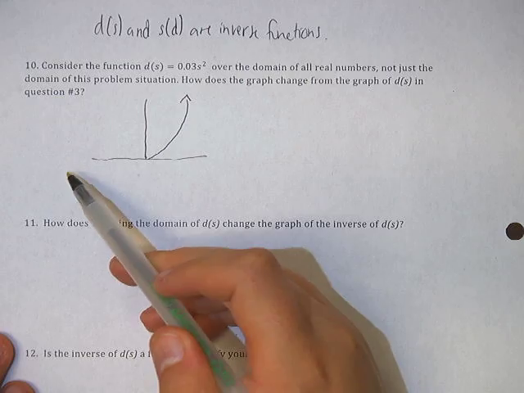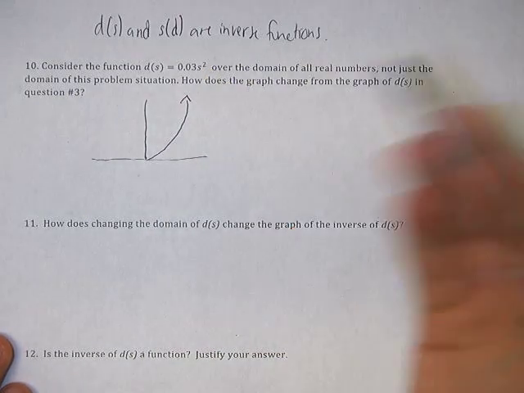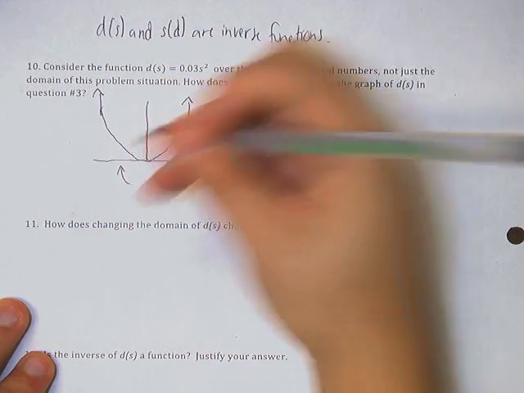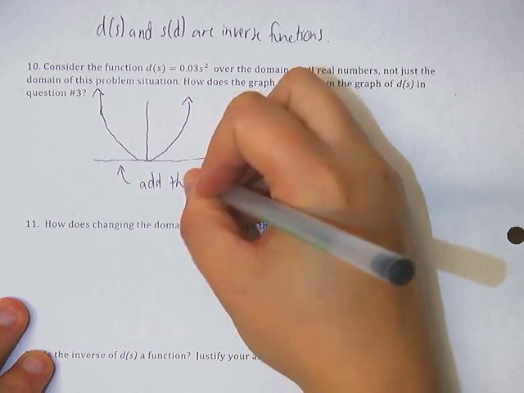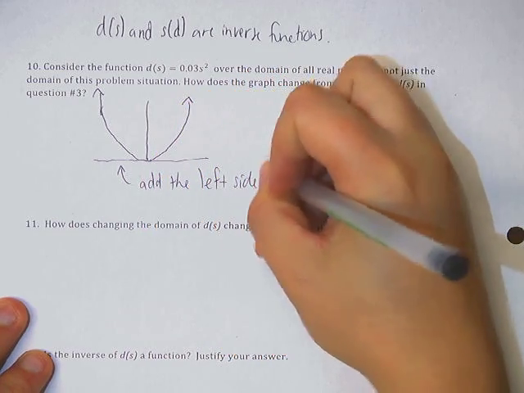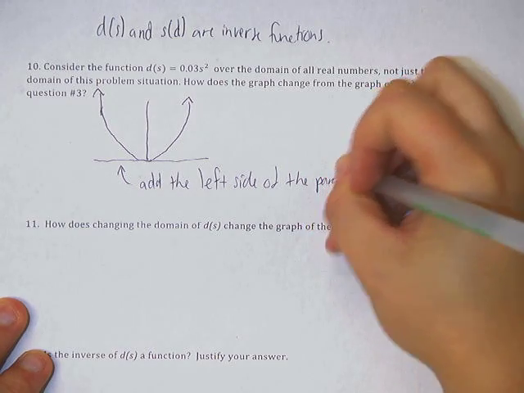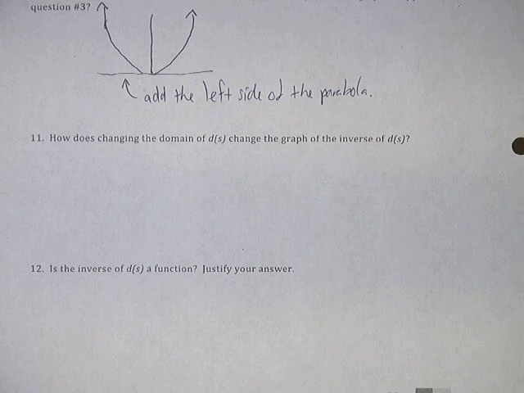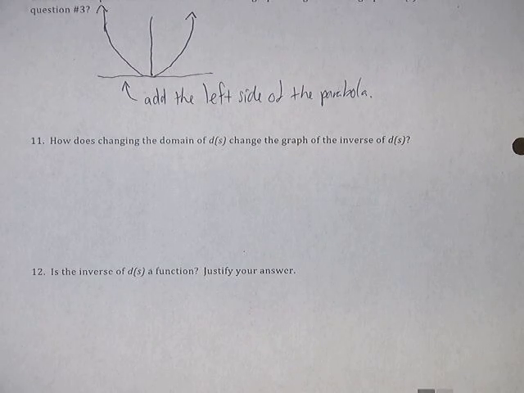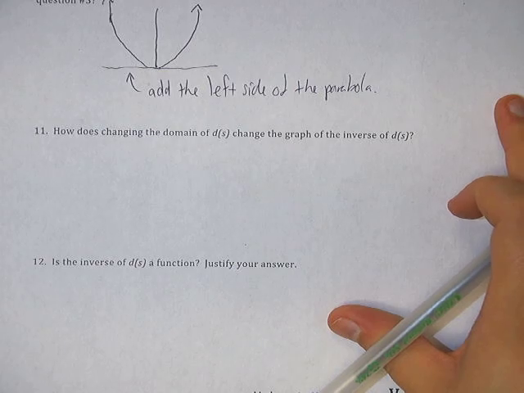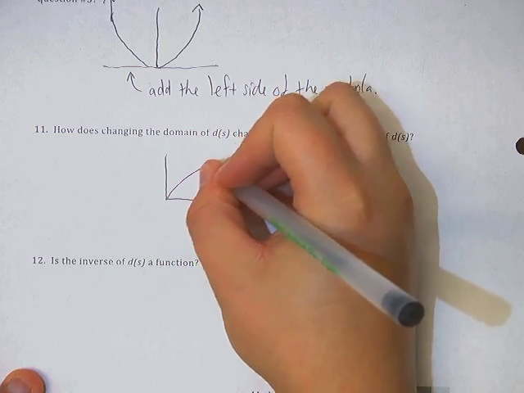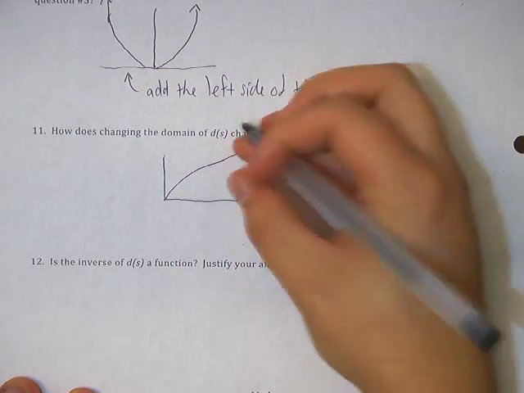Okay. Consider our original function over the domain of all real numbers, not just the domain of the problem situation. How does the graph change from the original graph? Well, let's take a look here. Our original graph is really just that part right there. When it says the domain of all real numbers, that means that now we have this whole side of the graph. And if you remember from Math 2, this is a quadratic function, which means that it has that bowl shape, kind of like that. So it's going to add the left side of the parabola.